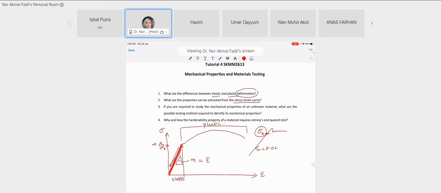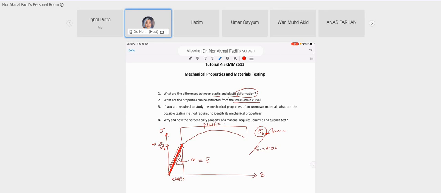Okay, so these are two different deformations: elastic and non-elastic, which is plastic deformation. So plastic means permanent. It will permanently show deformation.